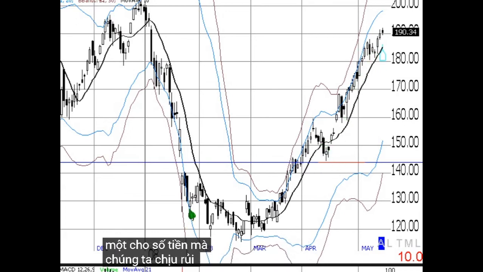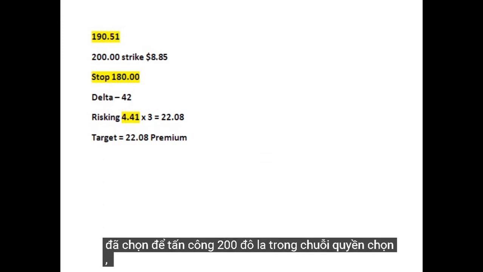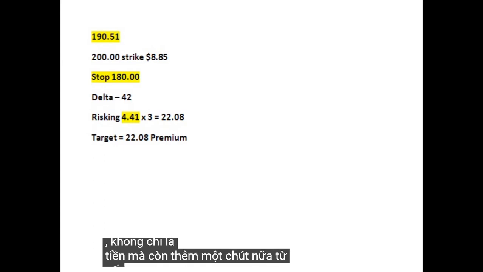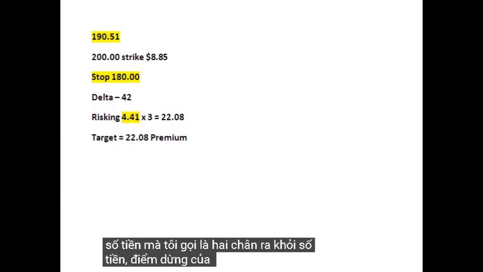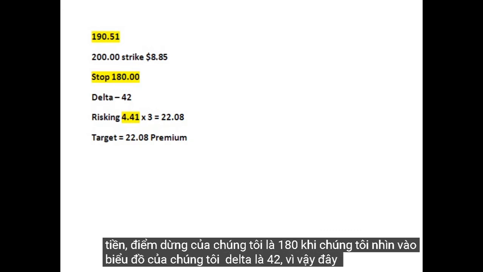Now we're going to go look at how we calculate the money we're risking in an options trade. It's simple. We have a stock price of $190.51. I selected a $200 strike in the options chain, which was not just out of the money, but one a little bit more out of the money. I call it 2 legs out of the money. Our stop is 180 as we looked at on the chart. Our delta is 42. So here's what we do.